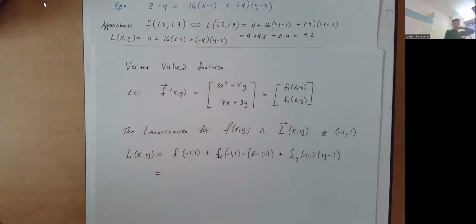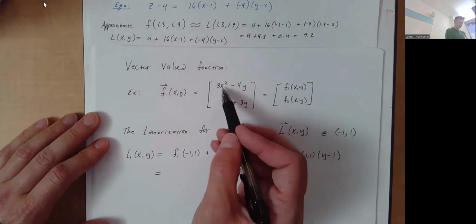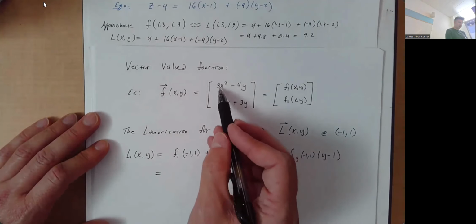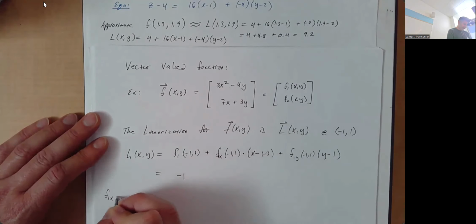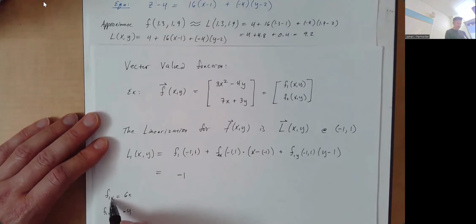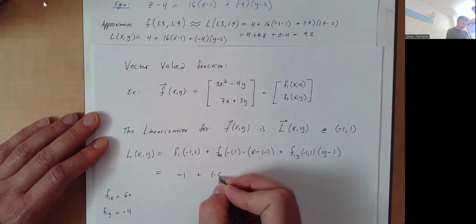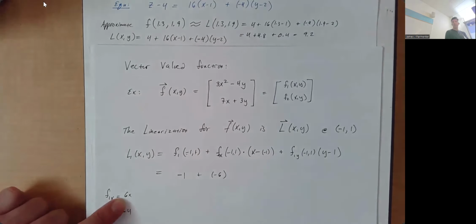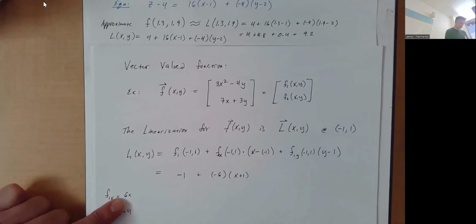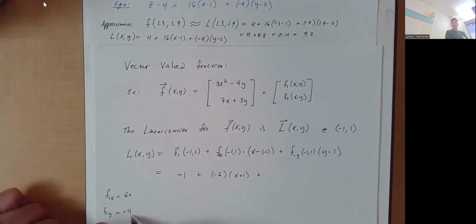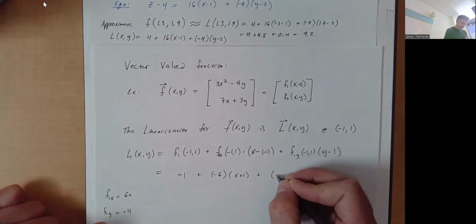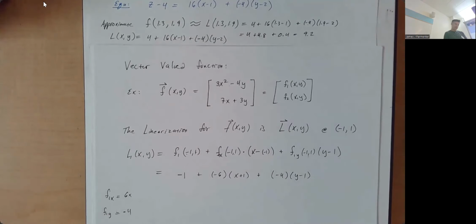Okay. So looking at my first function, which is 3x squared minus 4y, f of -1, 1 is going to be 3 minus 4. Let's write some partials over here. The partial of f1 with respect to x is going to be 6x. The partial of f1 with respect to y is going to be -4. So f1x of -1, 1 is going to be -6, plugging in -1 for x and 1 for y, times x plus 1, plus the partial derivative with respect to y at -1, 1, which is just -4. There is no place to plug in the point. So we're just going to get -4 times y minus 1. That's our linearization of the first part at -1, 1.